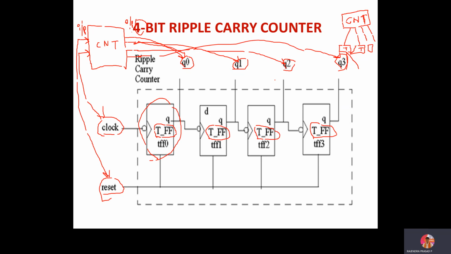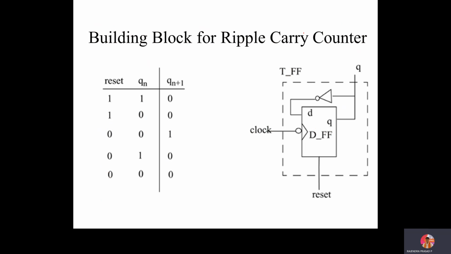So I have one more block diagram, which is the implementation of a T flip flop. And this T flip flop I'm going to implement using the D flip flop. So how many D flip flops will be there? For the T flip flop, there are four. You require four D flip flops, and one more component is the inverter.